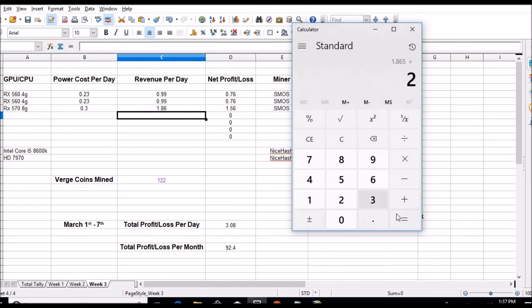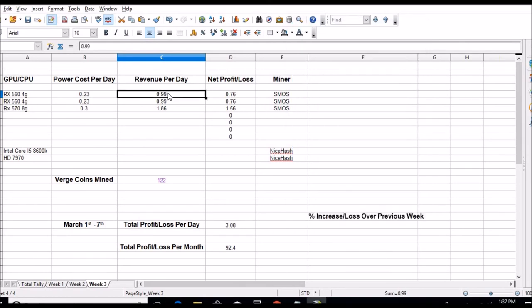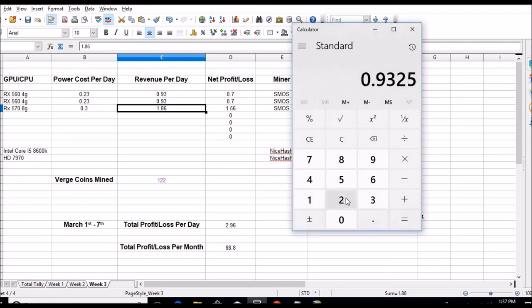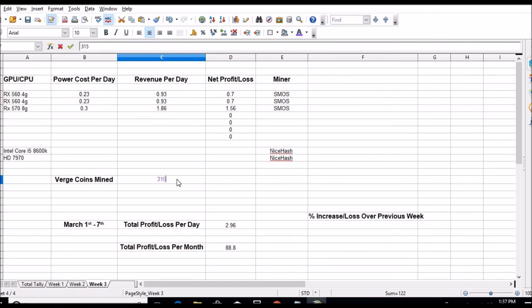Then we will divide this by 2. 93 cents. So we've gone down a bit. We're down to a total net profit of $2.96 a day, or $88.80 a month. Still on SMOS. I did cash out 250 coins plus the 65 I have on the exchange now. So let's see what that is. 250 plus 65. That's up to 315 Verge coins so far this week, which is good.